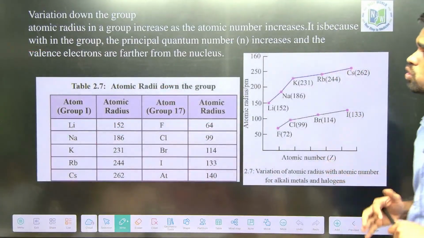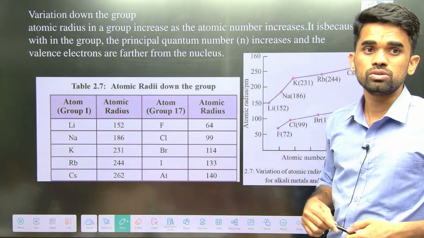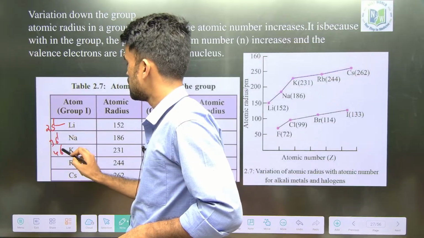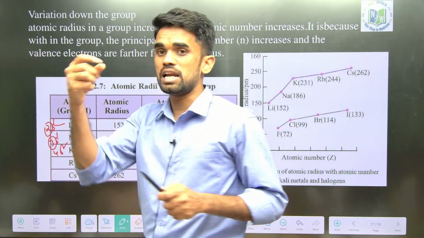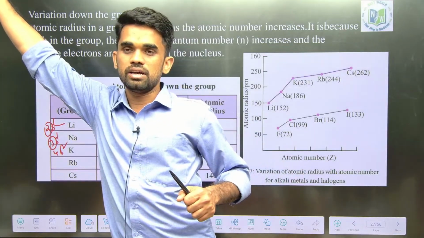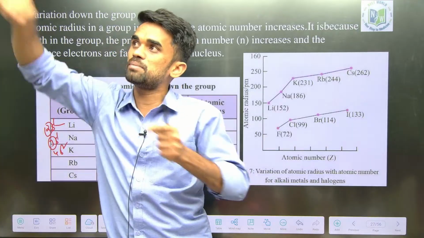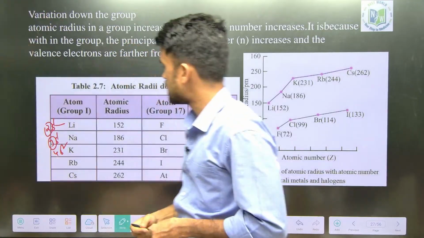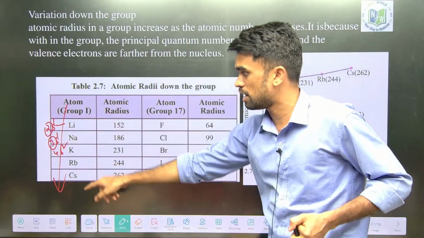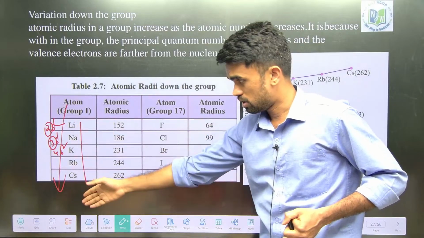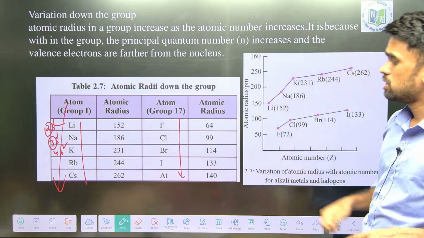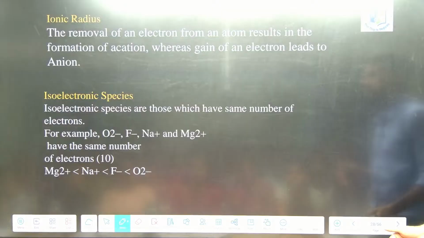When it comes to group, down the group what happens? You are saying this is 2s1, this is 3s1, this is 4s1. So the n value you are increasing. The shell number is increasing, meaning the newly added electron goes to higher energy levels, which means away from the nucleus. Away from the nucleus means more distance, so down the group the size increases. Whether it is alkali metals or halogens, this is the general trend you will observe. That's it. Next, ionic radius.